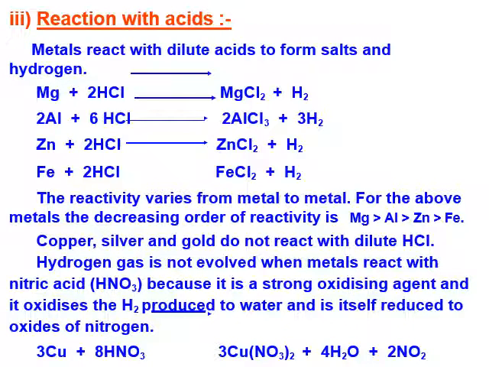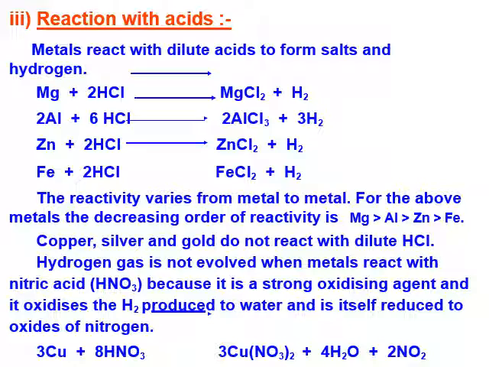Reaction of metal with acids. Metals react with dilute acid to form salt and hydrogen. For example, magnesium reacts with hydrochloric acid to form magnesium chloride plus hydrogen gas. Aluminium, when it reacts with hydrochloric acid, forms aluminium chloride and 3 molecules of hydrogen gas.